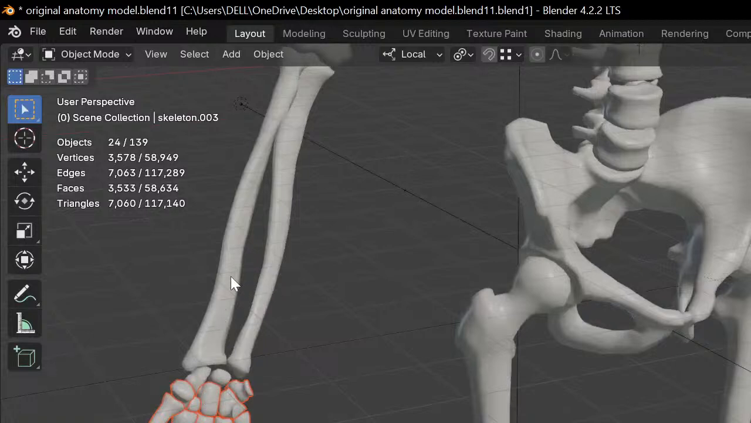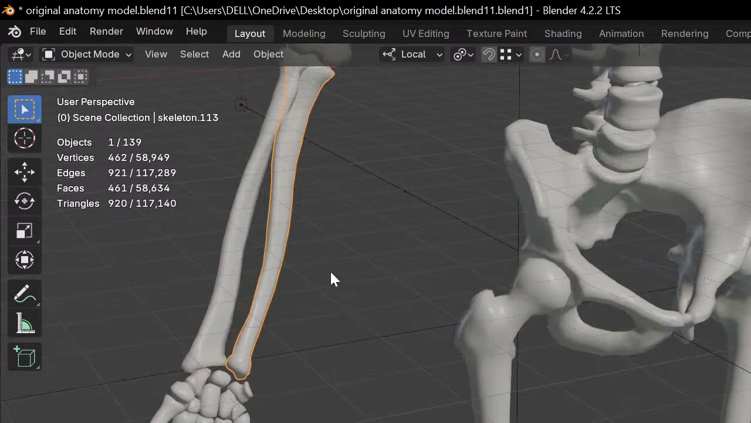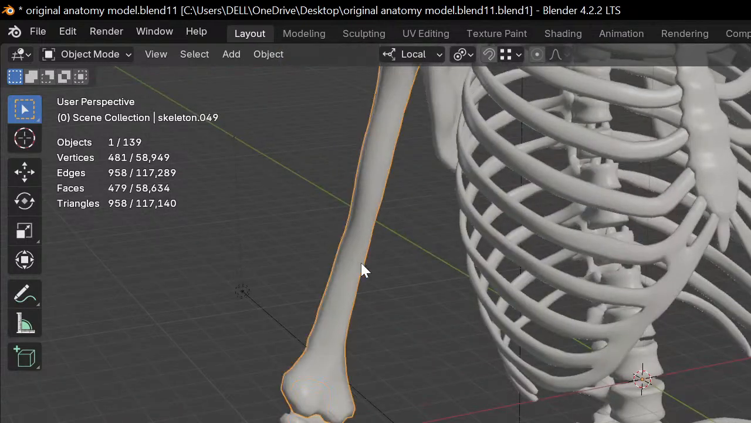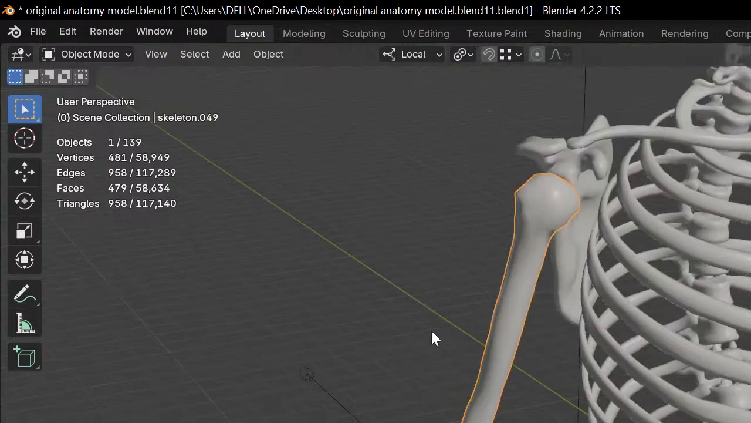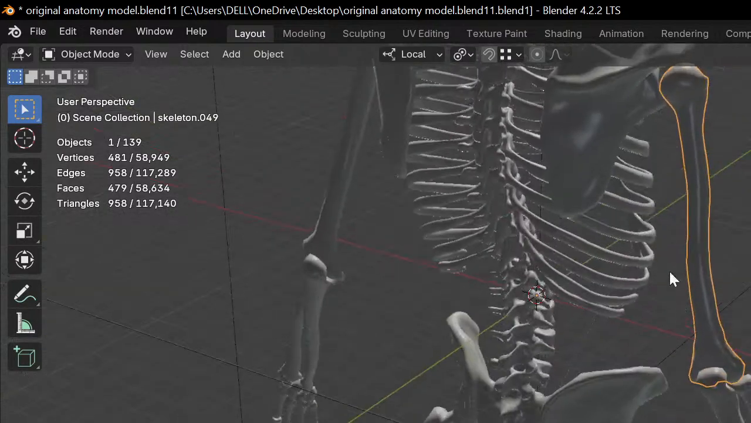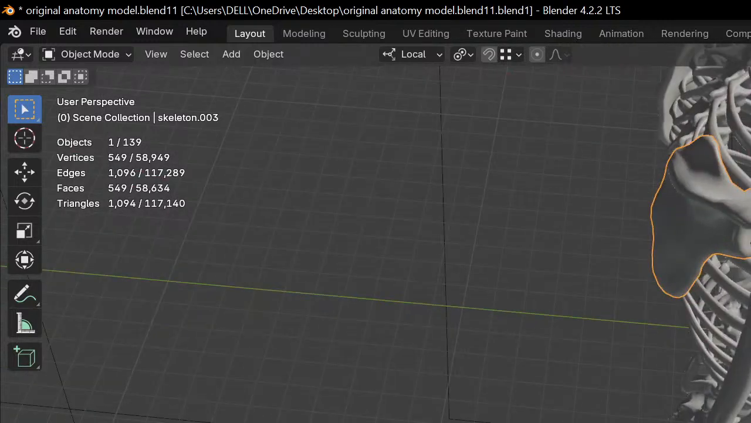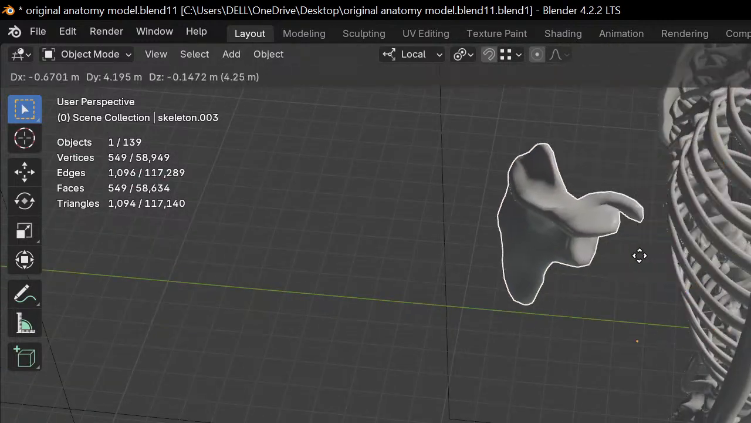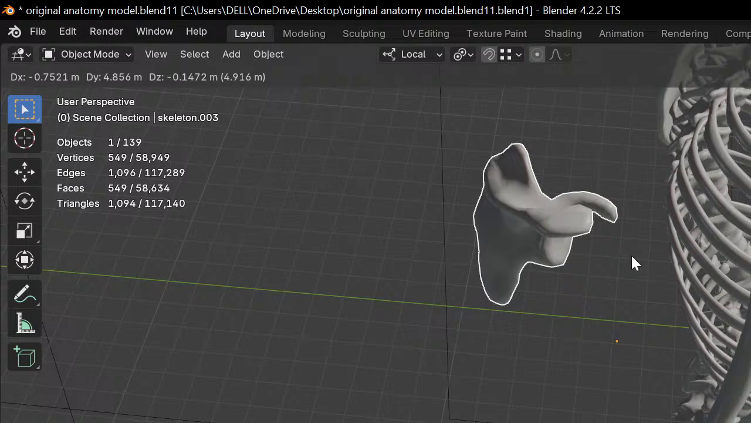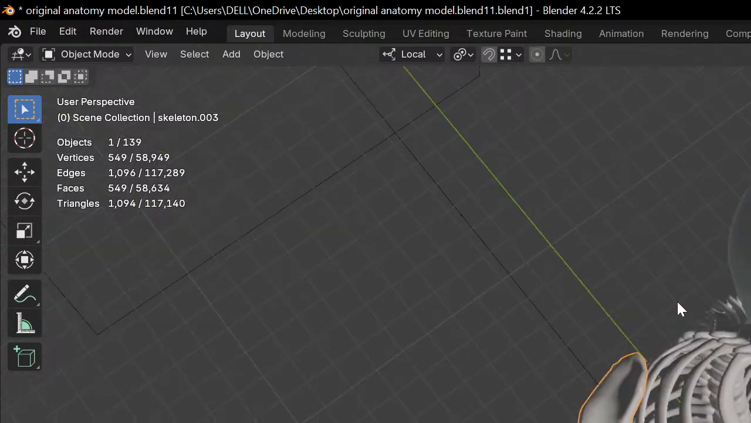Then we have the radius and the ulna. Then up in the arm, we have the humerus. Then at the back, we have the scapula. But the scapula sort of is floating. Let me move it like this. We can see it's sort of floating. It's not directly connected to the body.